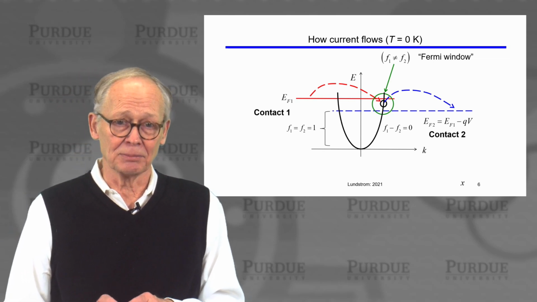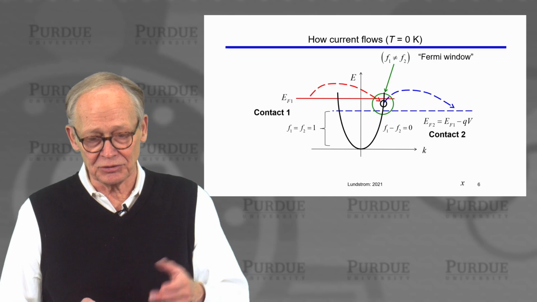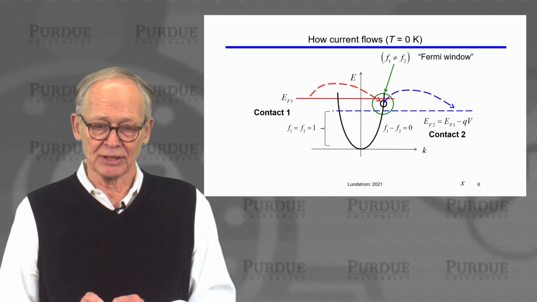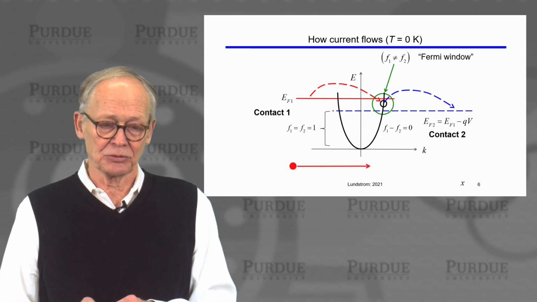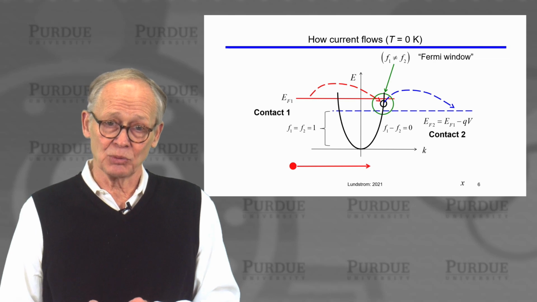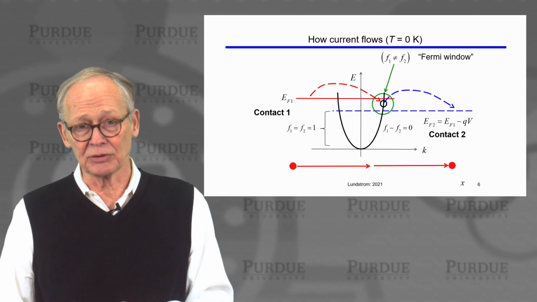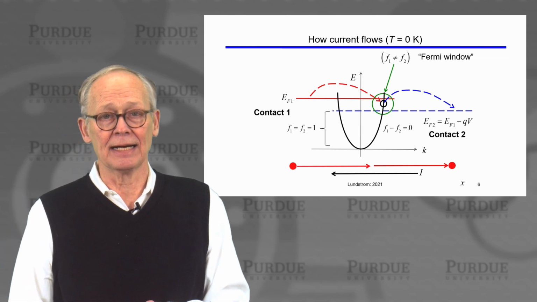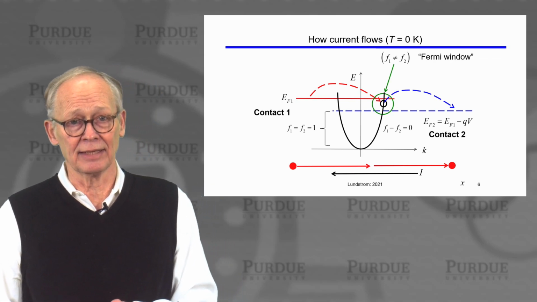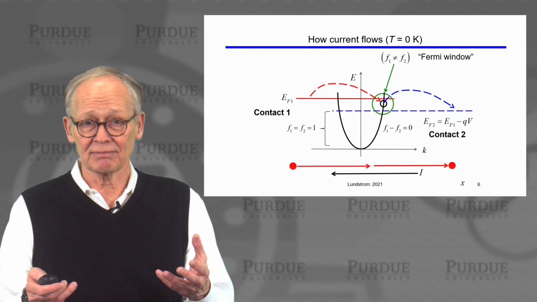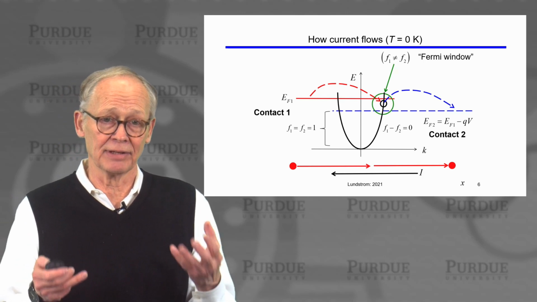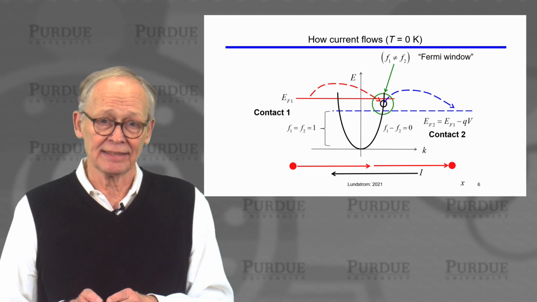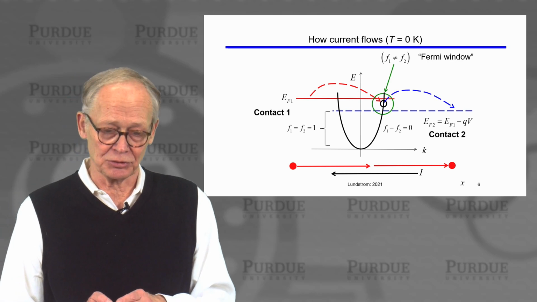And this process completes itself continuously, and we end up with a current flow where electrons come in from contact 1, fill the state, the electron goes out into contact 2, empties the state, and that gives us a current in the opposite direction entering contact 2. That's how current flows in a very small nano device: a difference in Fermi levels of the two contacts.